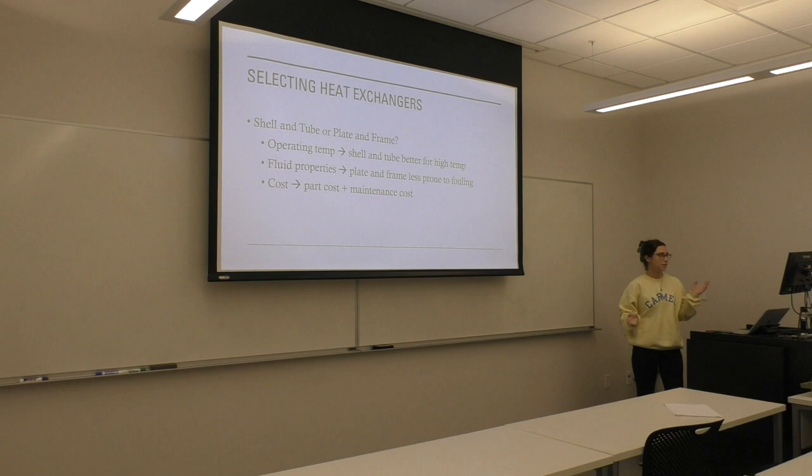So as far as selecting between those two types, you need to look at your operating temperature, your fluid properties, and your cost. If you have a really high operating temperature, you probably want to go with shell and tube. If you have a really nasty fluid, you might want to go with plate and frame. But it really boils down to the cost, and it's kind of a balancing act of what you're looking at. How often are you going to have to do maintenance on it? How much real estate do you have? How much money do you have to spend on installing a new heat exchanger?